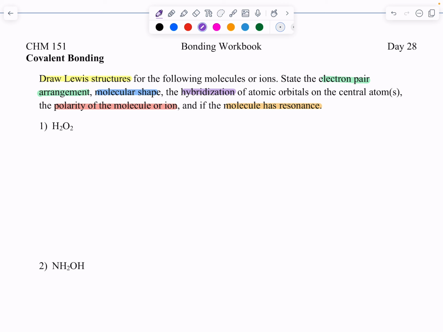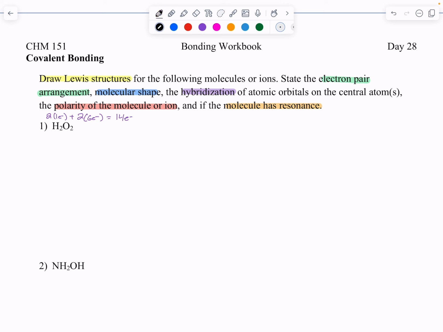Hydrogen peroxide, 2 times 1 electron for hydrogen. Again, periodic table is needed, right? 2 times 6 electrons for oxygen. I don't expect you to memorize the valence electrons for every element. I do expect you to know for the column, the group, by looking at the periodic table. So we have 14 electrons.